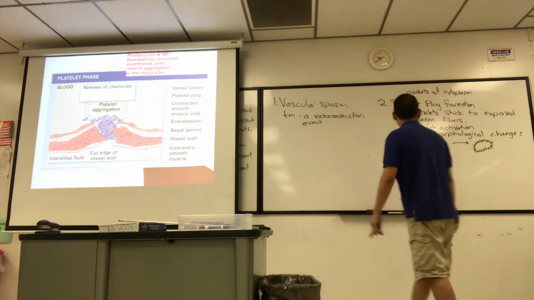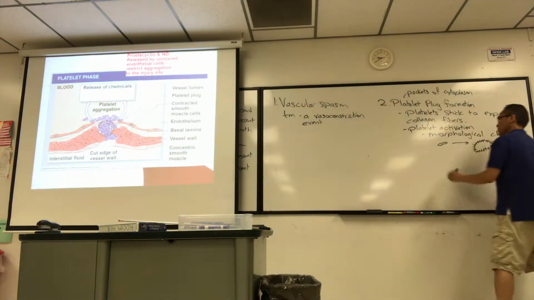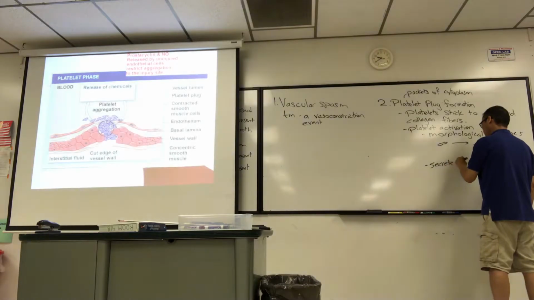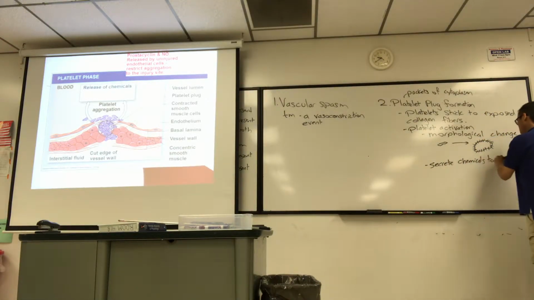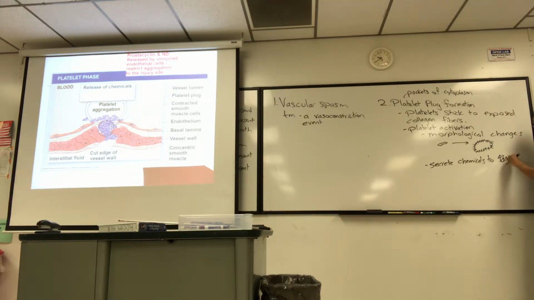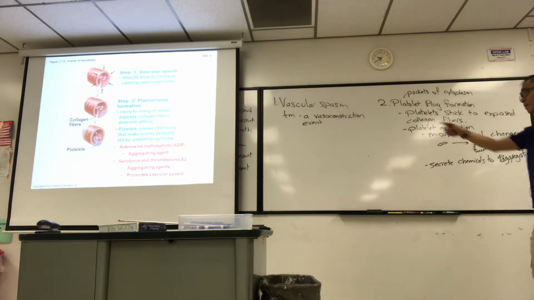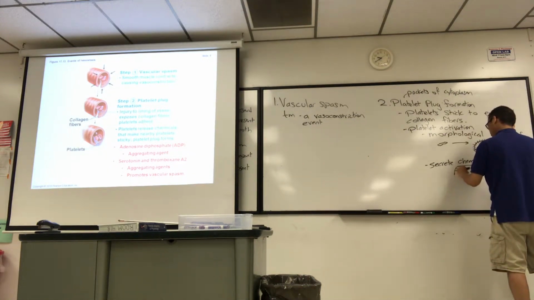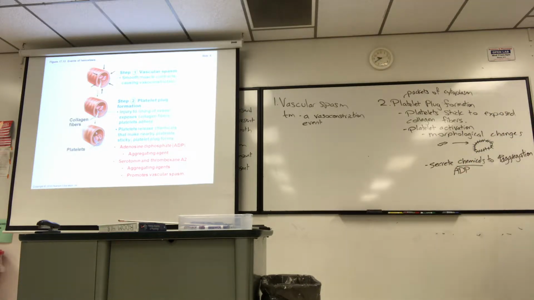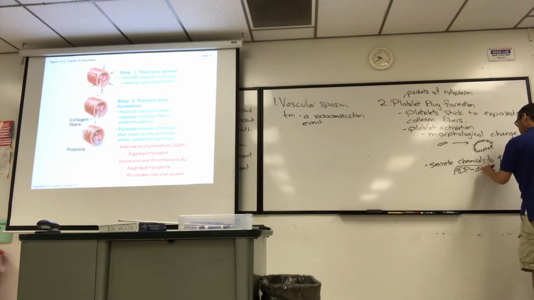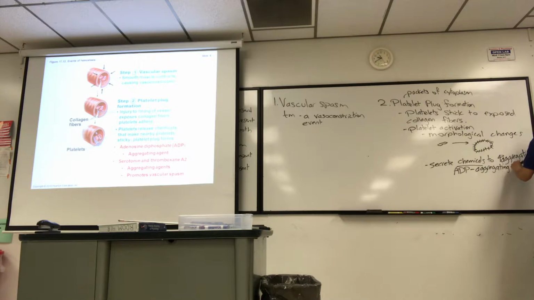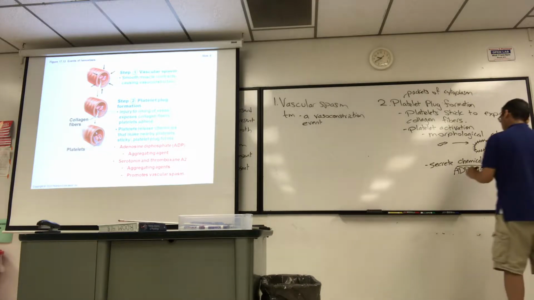And when platelet aggregation occurs, you get the morphological changes and you secrete more chemicals to increase aggregation. Those chemicals, I have them on the next slide: ADP, adenosine diphosphate. ADP, in this lecture, is an aggregating agent. Others that are commonly listed that help increase the platelet plug formation: serotonin and thromboxane A2.